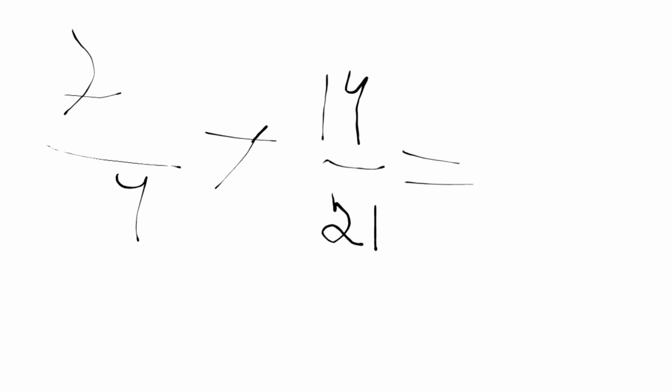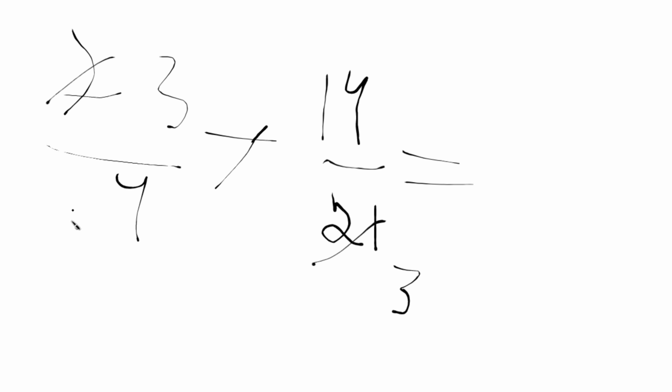7 over 4 times 14 over 21, but now we're going to go over the answer. First thing we have to do is simplify. So how we're going to simplify is 7 and 21. We can only do it diagonally, so let's figure it out. 7 goes into 21 3 times, so you're going to cross them both out with 3.